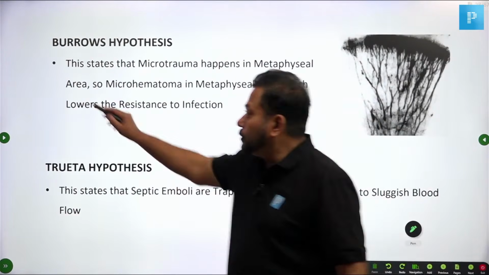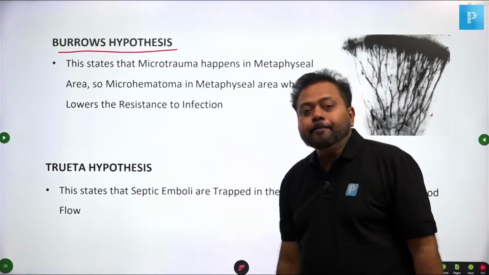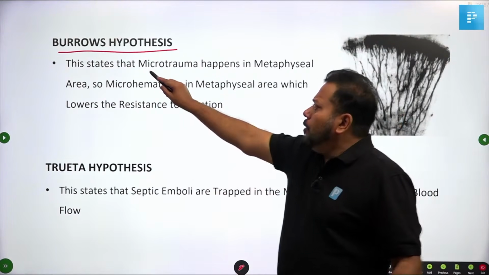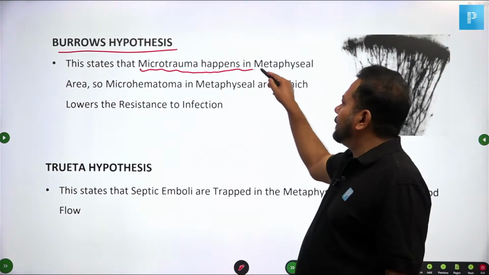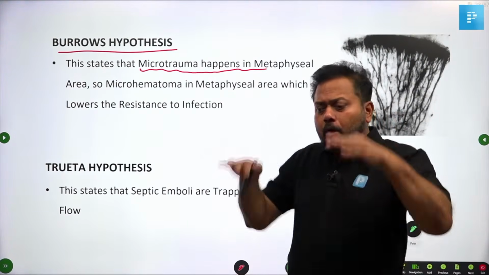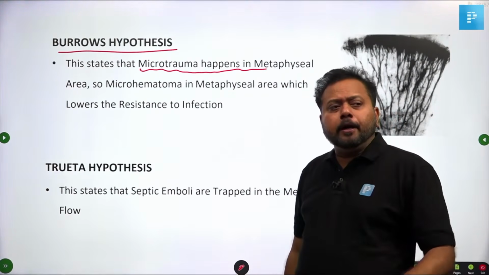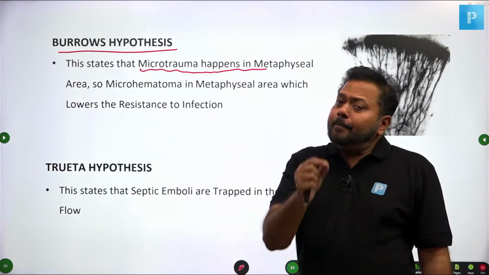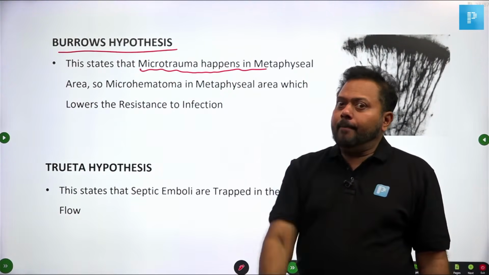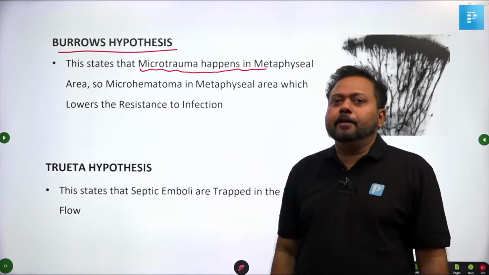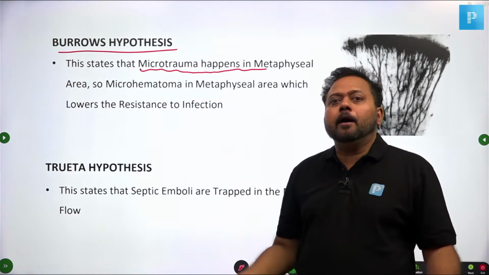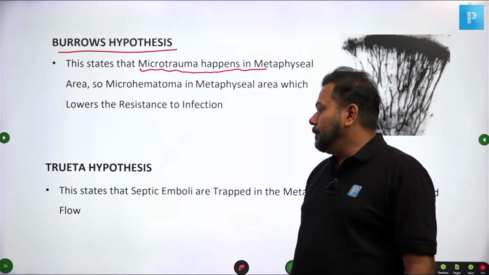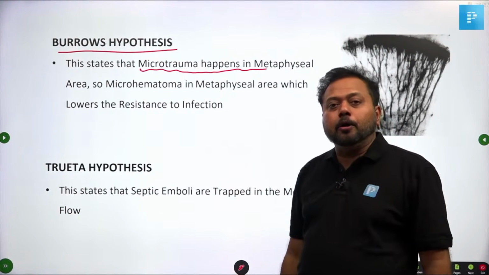Third is called Burrows' hypothesis. This states that the metaphysis is a cancellous area. It's a loose bone, so more chance of microtrauma. Normal walking, jumping, running cause microfractures in the metaphysis. Whenever there is a microfracture, there is a microhematoma. Hematoma means blood collection, and blood means blood agar, so bacteria can grow very well. So these 3 things one should not forget.